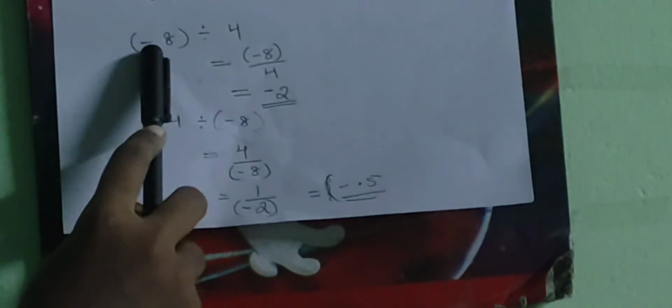Commutative property. We all know what is commutative property. If a and b are any two integers, then a divided by b is equal to b divided by a. But in division, commutative property is not possible. So a divided by b is not equal to b divided by a. We can prove it. Negative 8 divided by 4 is equal to negative 8 by 4, is equal to negative 2.